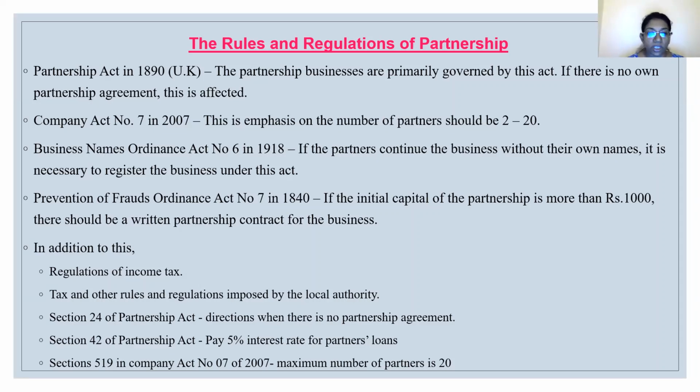In addition to this, there are several regulations as well. The regulations of income tax governing Sri Lanka, as well as tax and other rules and regulations imposed by the local authorities, are also applicable to partnership. Other than that, in the Partnership Act, Section number 24 gives the directions when there is no partnership agreement, and Section 42 provides the 5% interest rate for the partners' loans, as well as Section 519 in the Companies Act number 7 of 2007. It says the maximum number of partners is limited to 20.